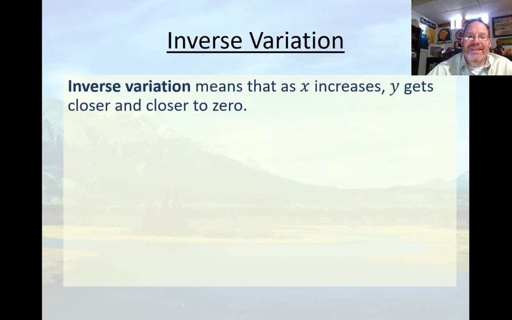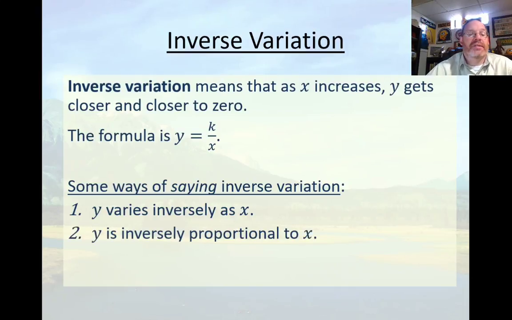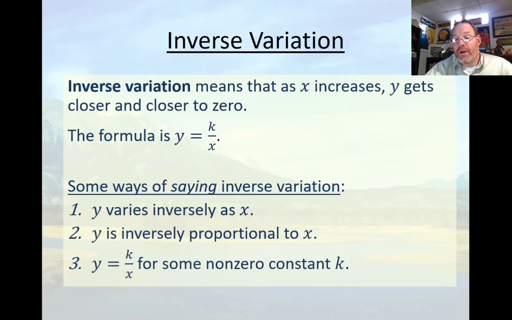Inverse means that as x increases, y gets closer and closer to 0. And the formula is y equals k over x. You could write it also as k times 1 over x. Some ways of saying that are, obviously, y varies inversely as x. Y is inversely proportional to x. Y equals k over x for some non-zero constant k. I think you're getting the idea of different ways of saying things.